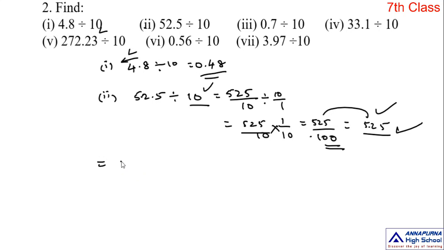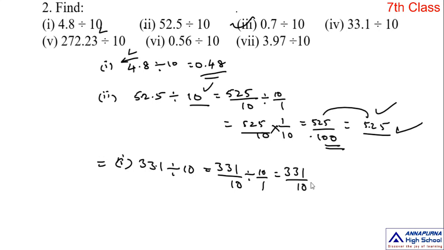Fourth one. Third one is HW. This is HW. Fourth one is 33.1 divided by 10. 331 by 10 divided by 10 by 1. So same problem, you observe carefully. So which is equal to 331 by 10 into reciprocal of 10 by 1, which is 1 by 10, which is equal to 331 by 100, isn't it?